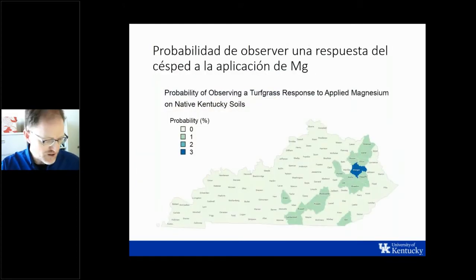So the probability of observing a turf grass response to magnesium is the same sort of situation, but in this case it's magnesium. You essentially in Kentucky have 0 chance of ever seeing a turf grass response to the application of magnesium on native soils. This isn't including, obviously, putting greens or sand cap sport turf or turf grass fields.